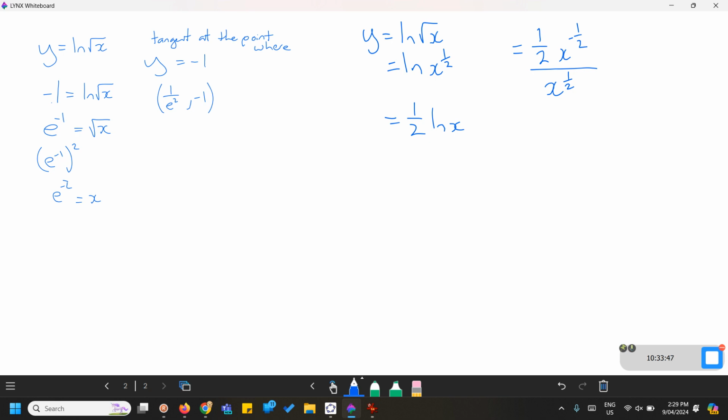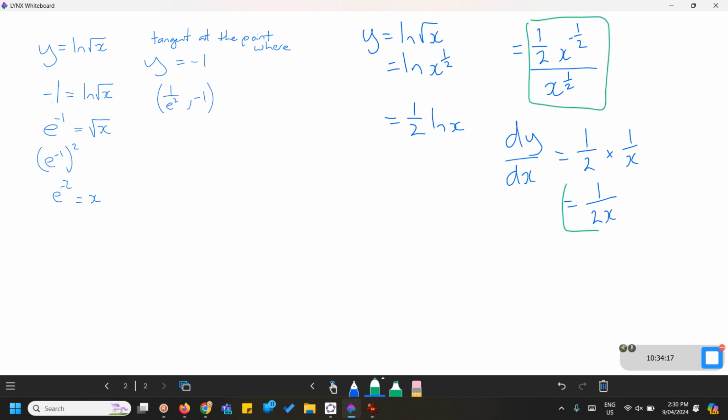So dy on dx: we know the derivative of ln x is 1 over x, so it's going to be the constant at the front, 1/2, times 1 over x, which is 1 over 2x. If you use your indice laws and simplify the other form, it comes to exactly the same thing. That's a little bit quicker and easier, in my opinion. Just to highlight for people watching the video, once you simplify it using indice laws, it's exactly the same as that. Okay?